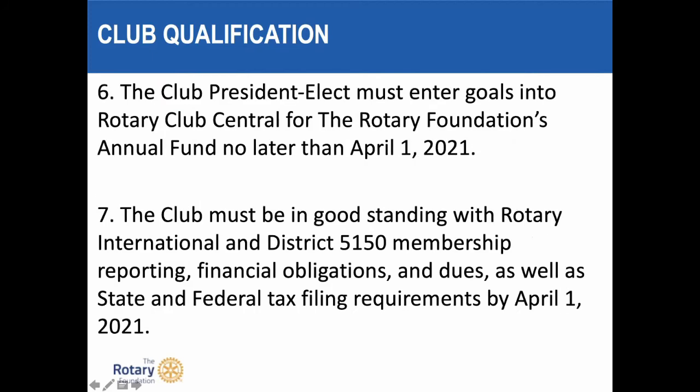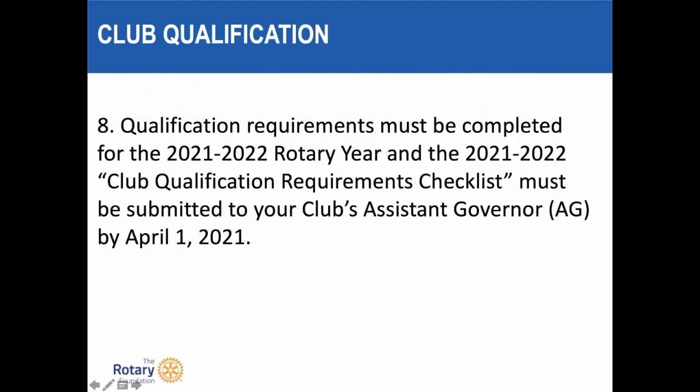The club president-elect must enter goals into Rotary Club Central for the Rotary Foundation's annual fund no later than April 1st, 2021. And the club must be in good standing with Rotary International and District 5150 membership reporting, financial obligations and dues, as well as state and federal tax filing requirements by April 1st, 2021. So, qualification requirements must be completed by the 2021-2022 Rotary year and the 2021-2022 Club Qualification Requirements Checklist must be submitted to your club's assistant governor by April 1st, 2021.